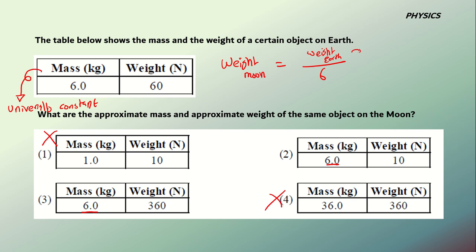Now, the weight on Earth is given, that is, we're talking about the weight of the object on Earth. So the weight of the object on Earth is 60, and the weight of the object on the Moon will be 60 divided by 6, which is 10 newtons. Now, if you look at the options, that is option number 2. Option 3 says the weight is 360 newtons, which is definitely not possible. So option 2 is the correct answer for this question.